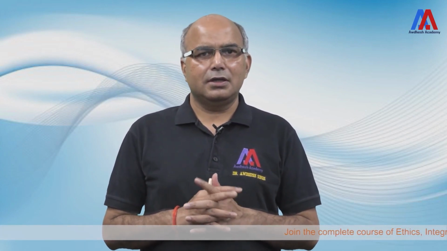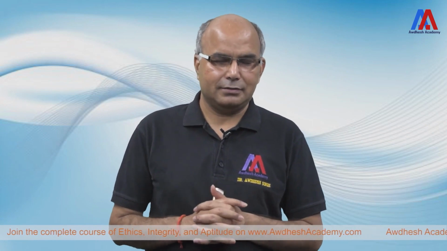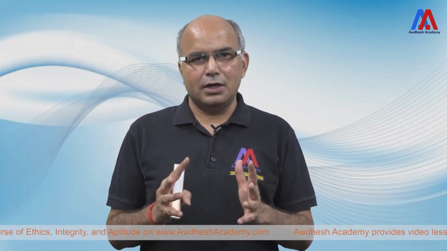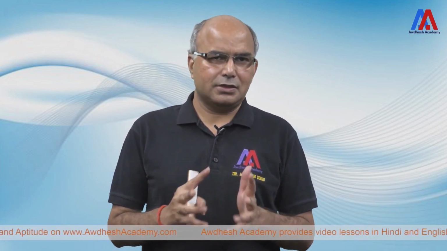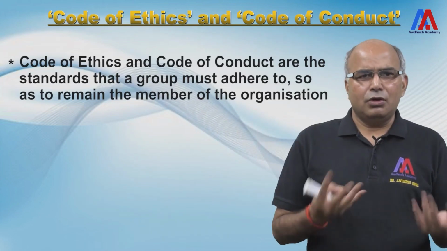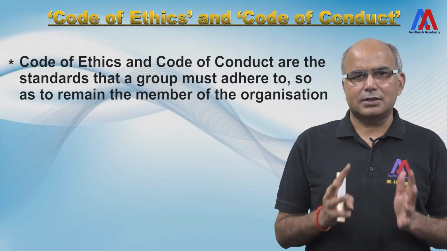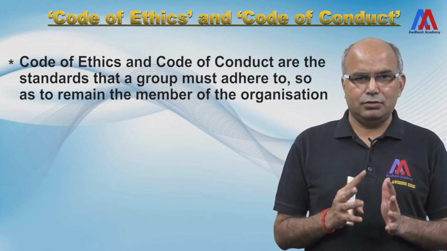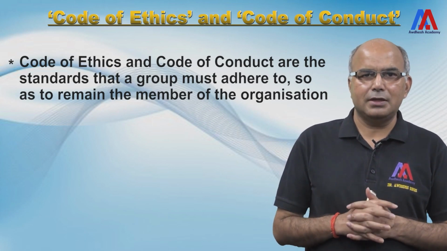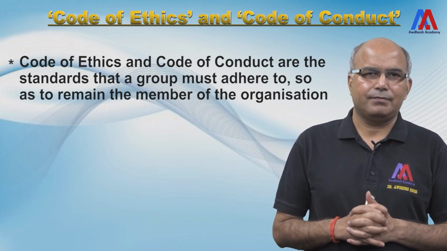Friends, in every organization, the employees have to follow certain code of ethics and code of conduct. These two are very similar terms, but still there are differences between them. So friends, let us understand what is code of ethics and code of conduct. Code of ethics and code of conduct are the standards that a group must adhere to so as to remain a member of the organization.